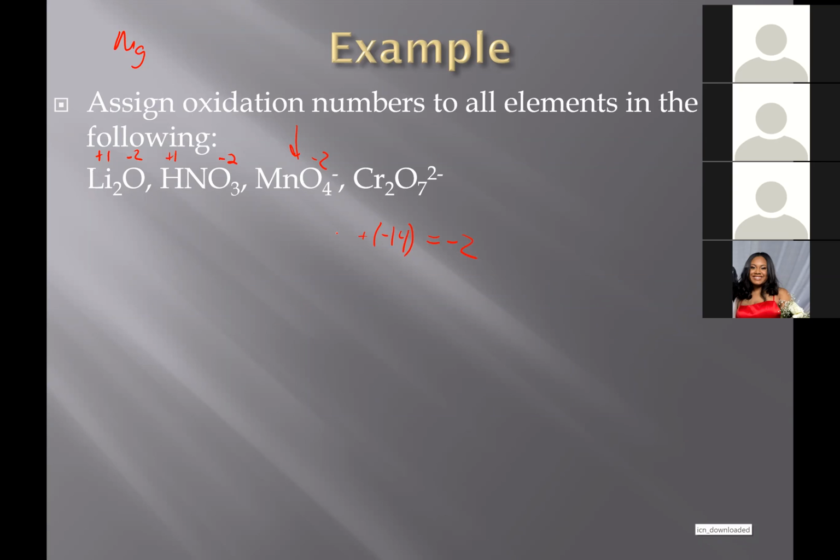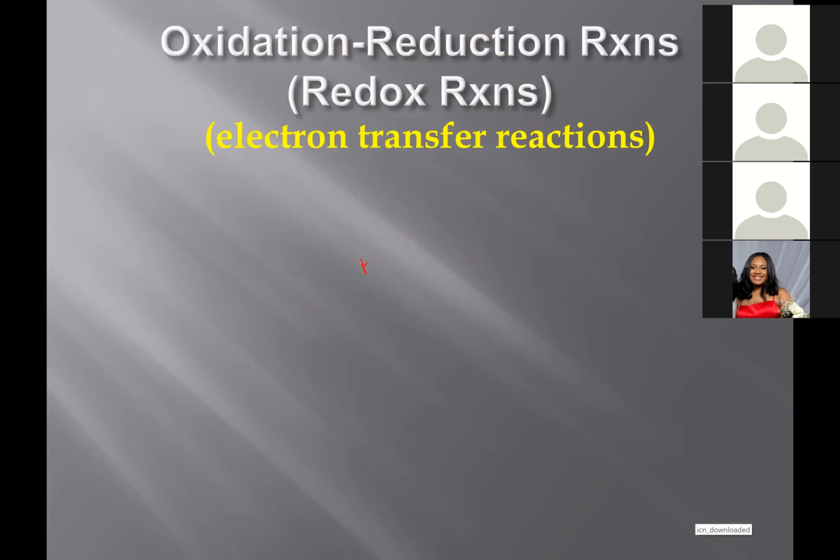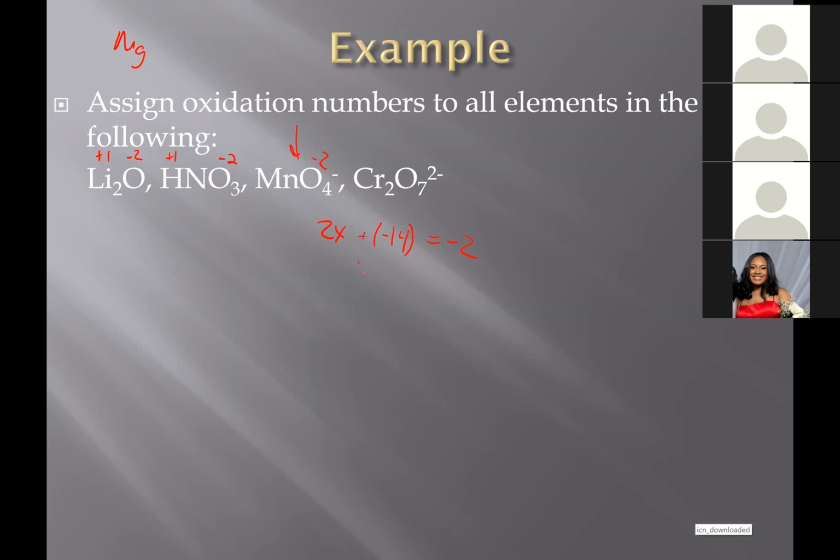We put x for chromium. Oh, not 2x, 2x. Yeah, good job. 2x. So solving for x, it gives me +12. Yeah, so +6. So that's it. The oxidation state of chromium is +6. The one of oxygen is -2. That's it. Any questions? Because now we're actually going to start talking about redox reactions.